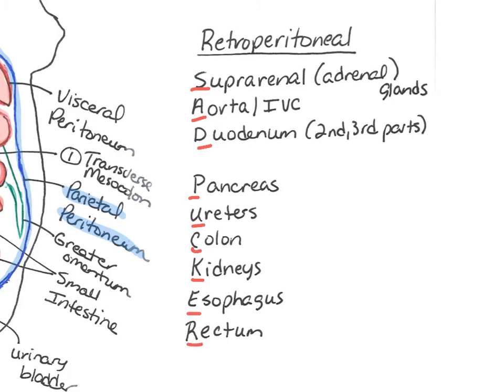Okay, so the S stands for suprarenal glands. Suprarenal: supra means above, renal means kidney. The gland that's above the kidneys is the adrenal gland.